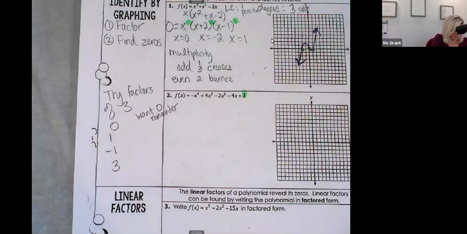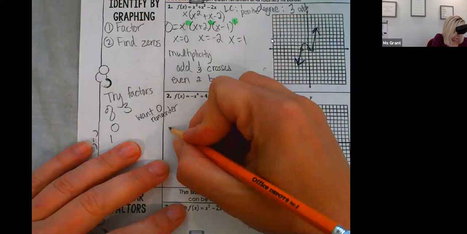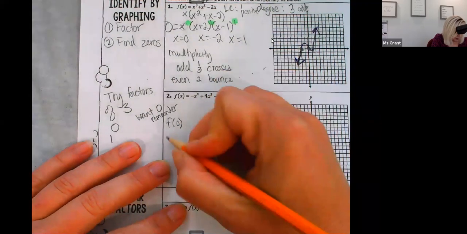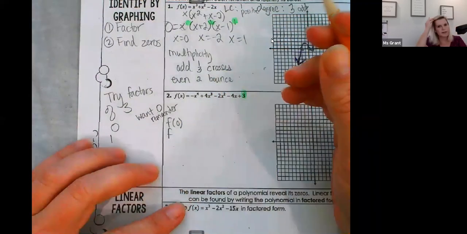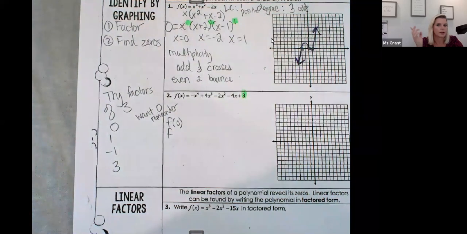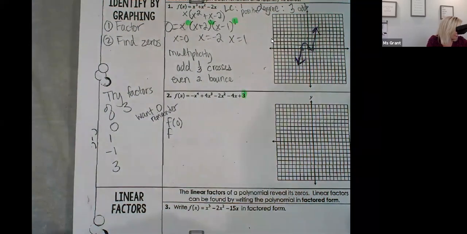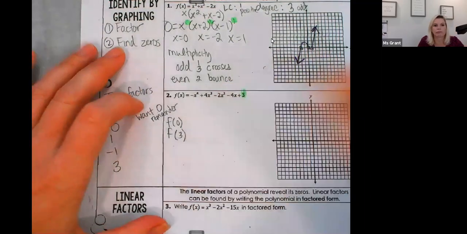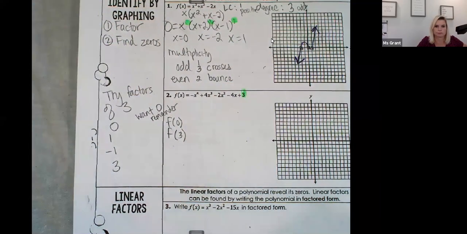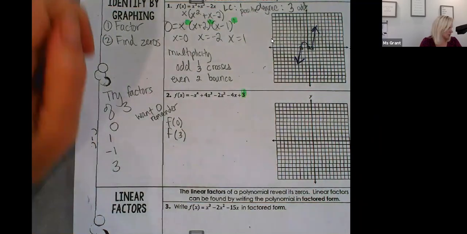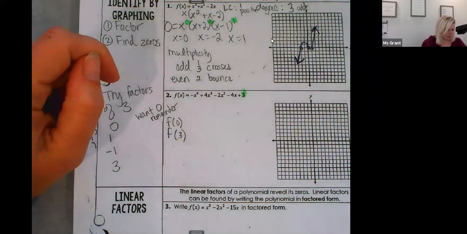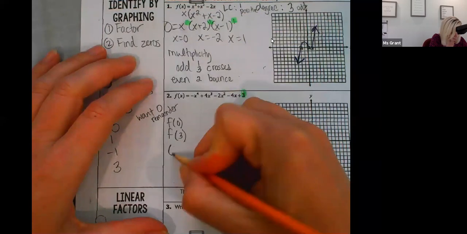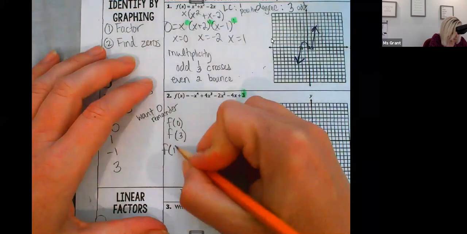I'm going to try f of 0, because you always have to see if 0 is a factor. I'm going to try f of 3. I want to see if 3 goes into 3. Is 3 a factor? I want to try 1. And I want to try -1.